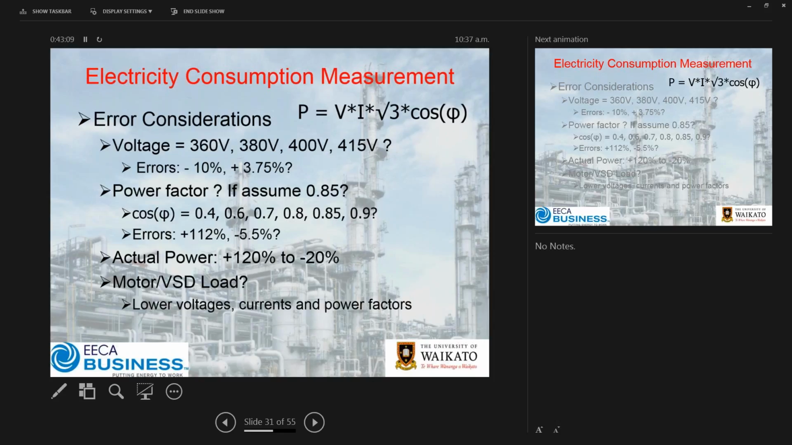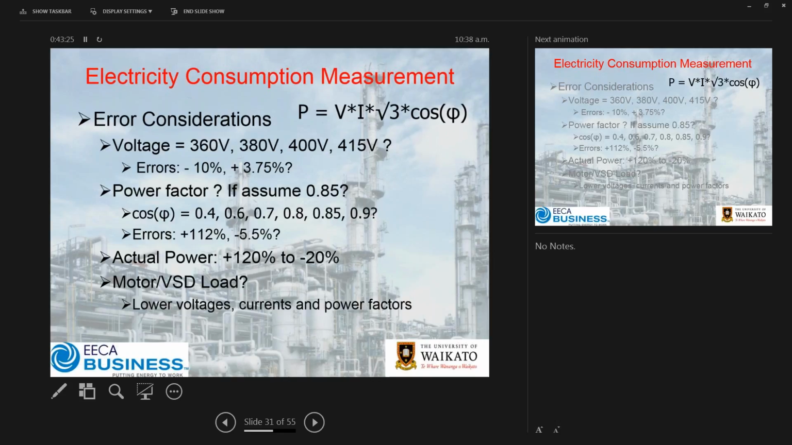But at least you should be wary of that, and if nothing else, you can get a spot measurement to at least recalibrate your calculations and assumptions. However, now if we look at power factor for a minute, a typical number that people assume is probably about 0.85, which is probably quite reasonable.